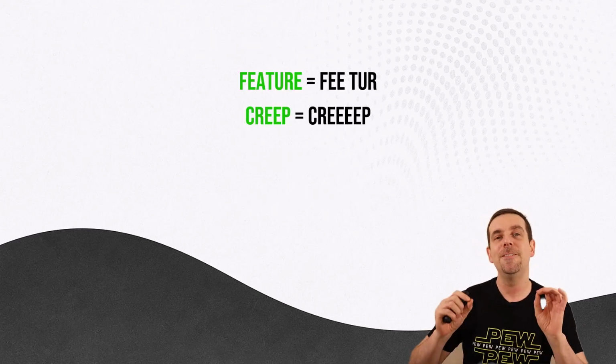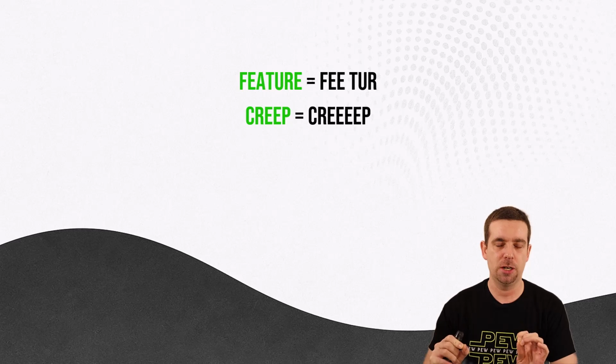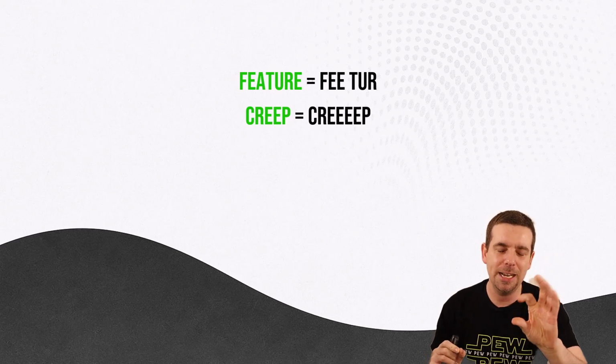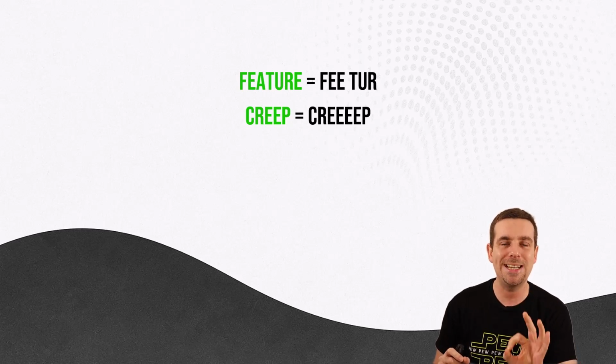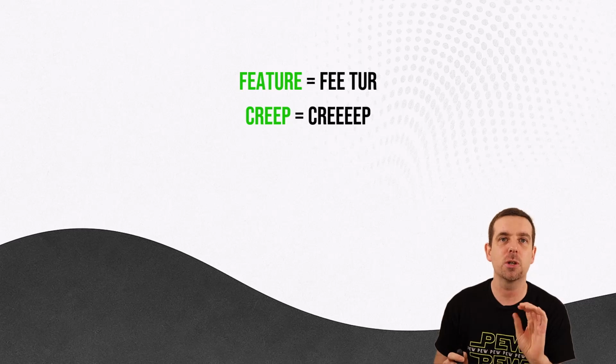And the pronunciation is feature. I know you can see the letter A, but it's not fia, but feature. Feature creep. Feature creep.